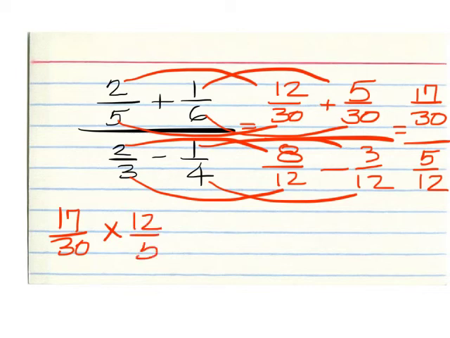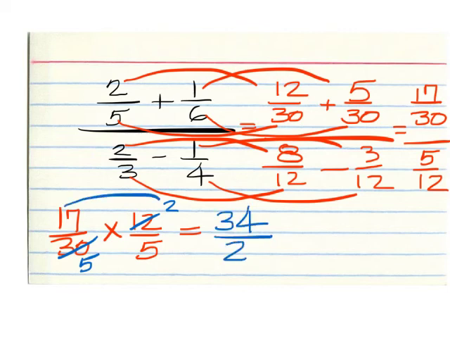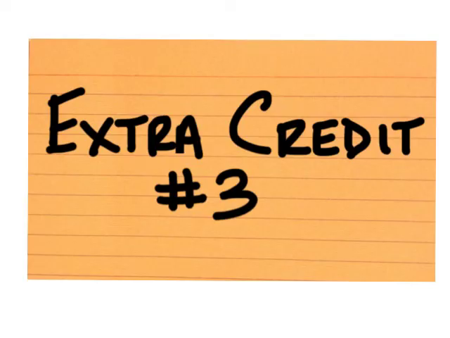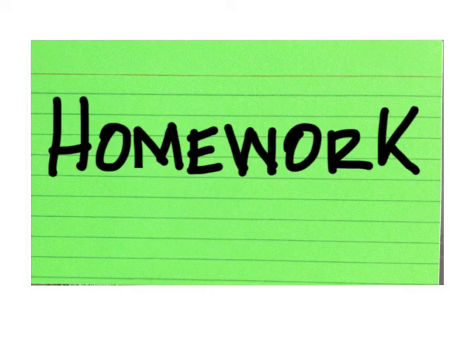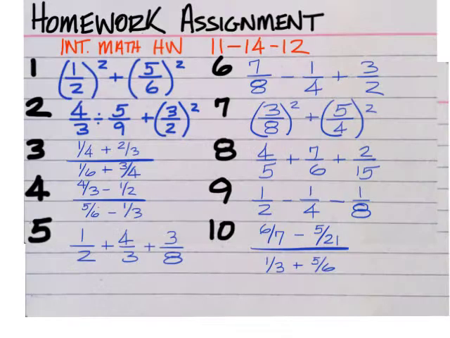So 17 over 30 times 12 over 5. Make it easy on yourself by simplifying first. 6 into 12 twice and into 30 5 times. So on the top, 17 times 2 is 34, and on the bottom, 5 times 5 is 25. 1 9/25 should be the answer. Here's extra credit 3. Homework for tonight.